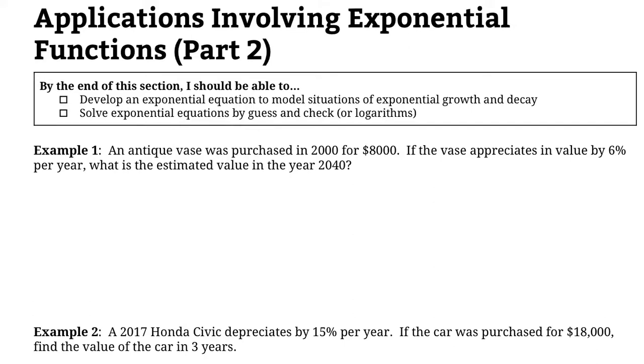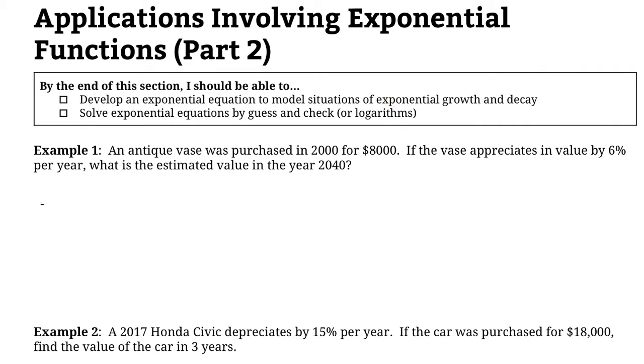In this video, we're just going to continue with our applications involving exponential functions. In our first question, an antique vase was purchased in 2000 for $8,000. If the vase appreciates in value by 6% per year, what is the estimated value in the year 2040? Appreciates means that the value of the vase is going up, so this is an exponential growth.